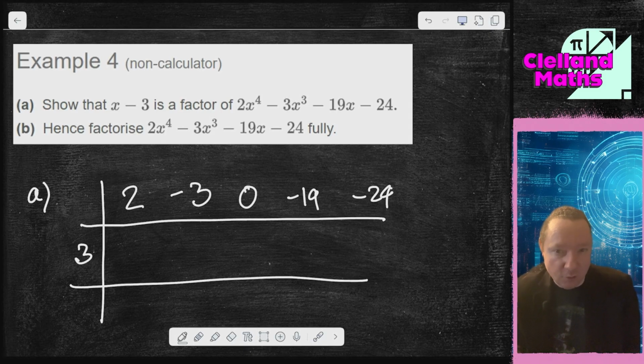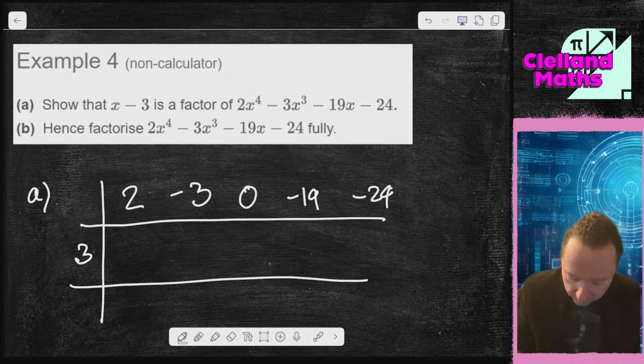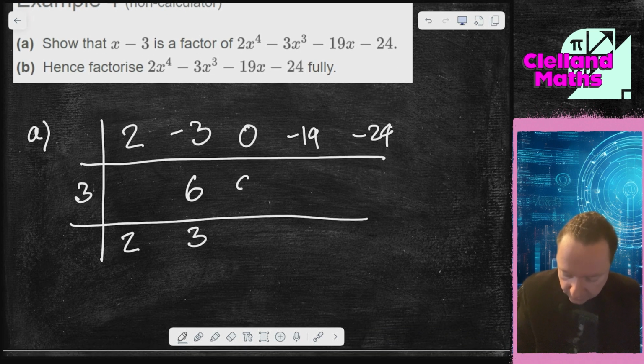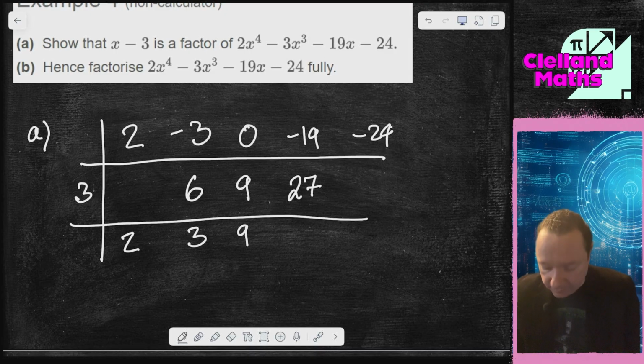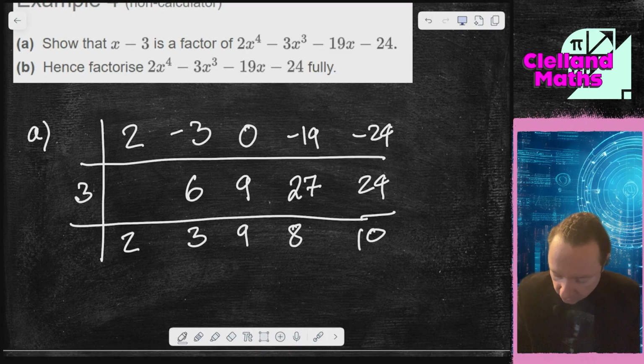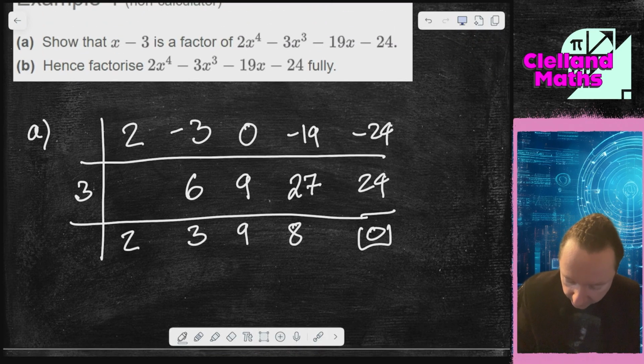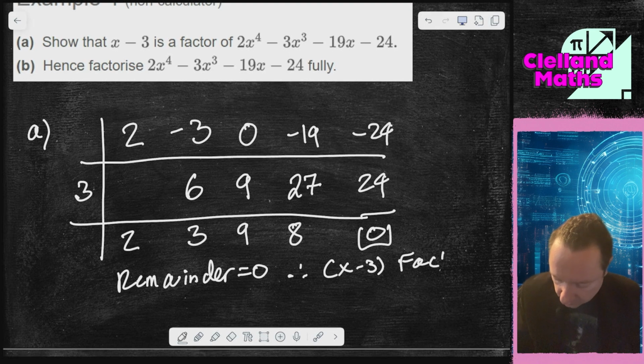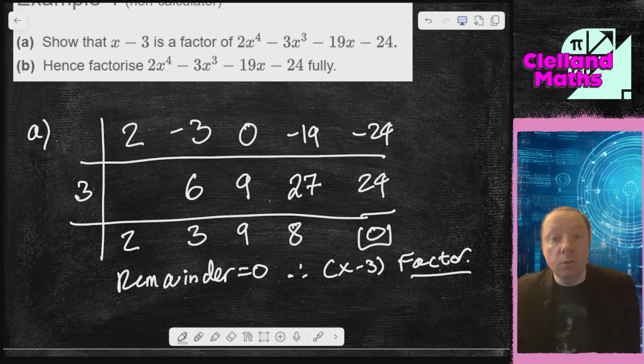You'll think, what's going on? Something's wrong. You need to think. 2. 2 threes is 6. 6 minus 3 is 3. 3 threes is 9. 9 plus 0 is still 9. 3 nines is 27. 27 minus 19 is 8. 8 threes is 24. And that gives me 0. Therefore, we say that remainder equals 0. So x minus 3 is a factor. And then we can move on to part B.